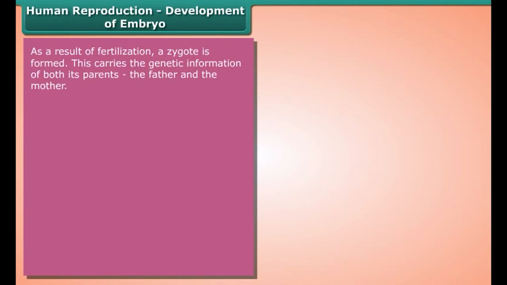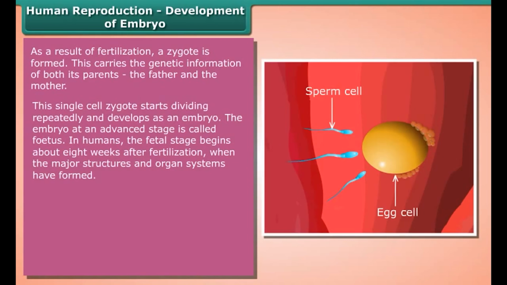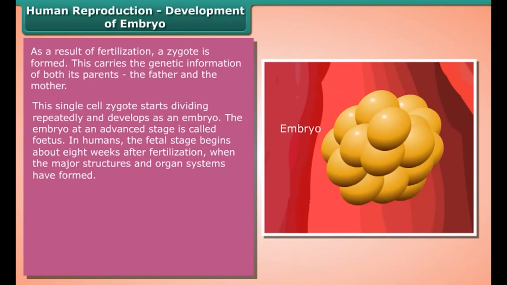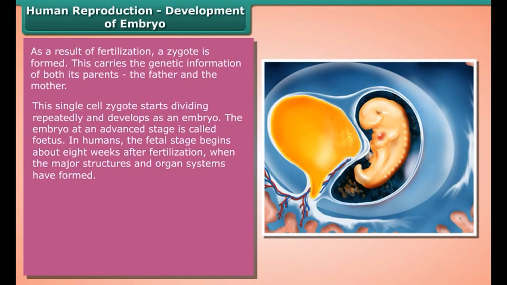Human reproduction, development of embryo. As a result of fertilization, a zygote is formed. This carries the genetic information of both its parents, the father and the mother. This single-cell zygote starts dividing repeatedly and develops as an embryo. The embryo at an advanced stage is called a fetus. In humans, the fetal stage begins about 8 weeks after fertilization, when the major structures and organ systems have formed.